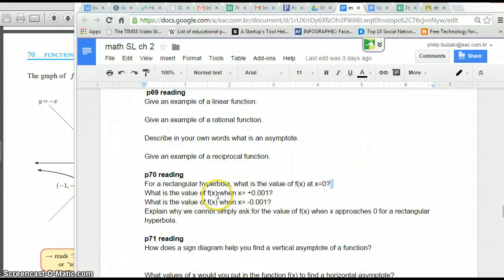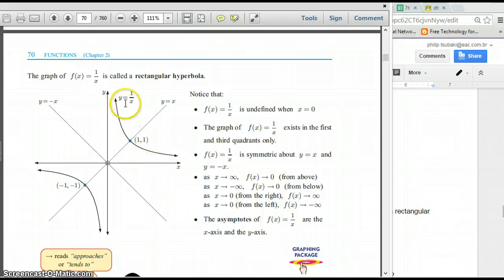What is the value of y when x equals positive 0.001? Well, if you put 0.001 inside 1 over x, you would get, I think, 1,000, right? Y equals 1 divided by 0.001, y would be 1,000. So when x equals 0.001, y equals 1,000. You can see the closer you get to the line, the bigger y gets.